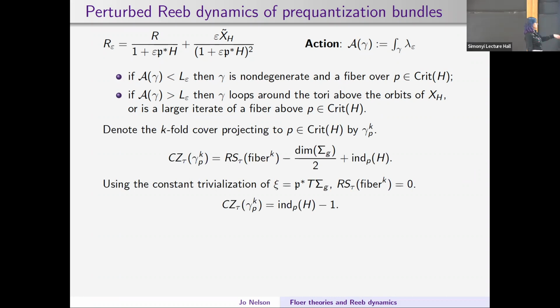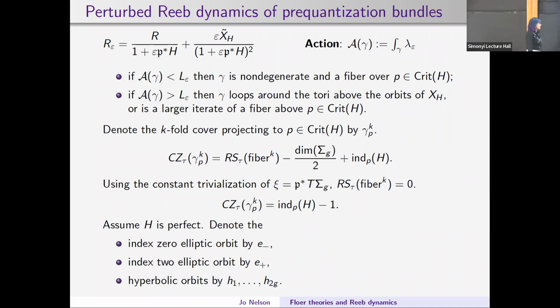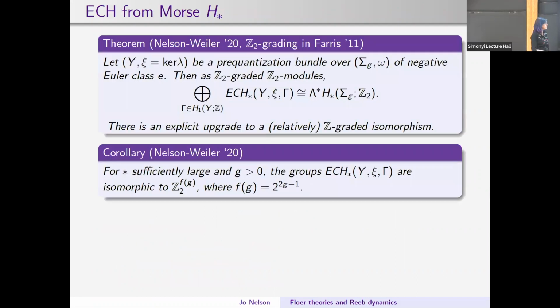And we don't really have time to do this, but the whole idea is that there's a nice trivialization that you can use. You can write down the Conley-Zehnder index of any Reeb orbit which projects to a critical point. And then you can classify the orbits as to whether or not they're elliptic or hyperbolic based on the Morse index of the point. So we're going to have an index 0 elliptic orbit, which we'll call E minus, and an index 2 elliptic orbit, which we'll call E plus. Here, the index refers to the Morse index as opposed to the Conley-Zehnder index. And then you'll have 2G hyperbolic orbits if you assume that you use a perfect Morse function on the base.